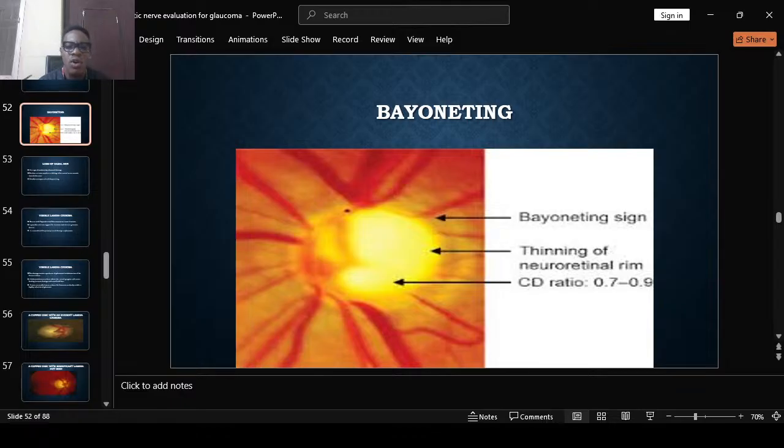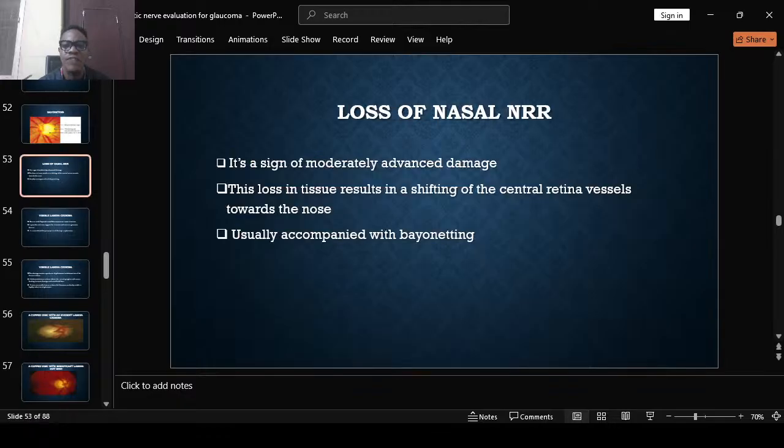You also see in this image a thinning of the neuroretinal rim. You can see the loss in neuroretinal rim here, and the cup-to-disc ratio of this patient is about 0.7 to 0.9. Also, the loss results in shifting of the central retinal vessels in the neuroretinal rim, accompanied with bayoneting. Remember, we said that in a healthy patient, the neuroretinal rim should be intact. But when we begin to see a loss in neuroretinal rim, especially this loss in tissue and the shifting of the central retinal vessels, question further.